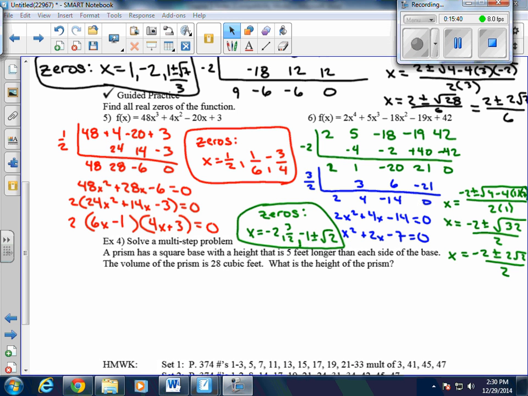And here are the zeros for questions 5 and 6. Notice in number 5, we went down to a quadratic. We were able to factor it. Number 6, we had to use synthetic division twice to get down to a quadratic. Then that quadratic did not factor, so we had to use the quadratic formula to find the answer to that one.